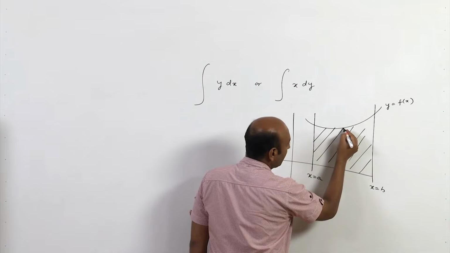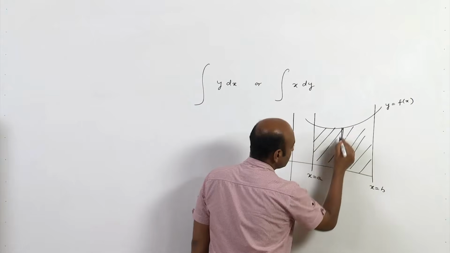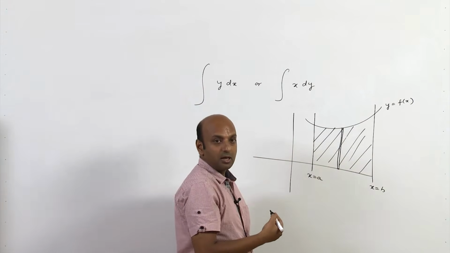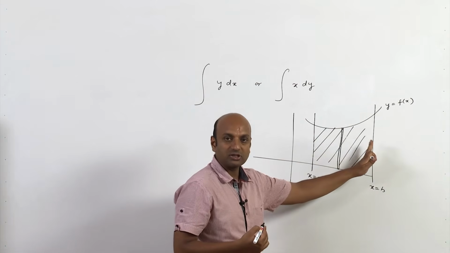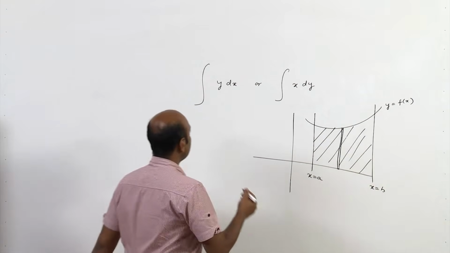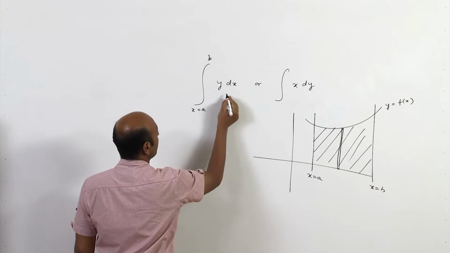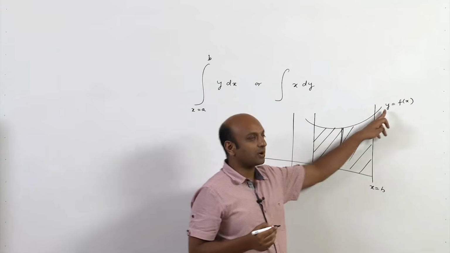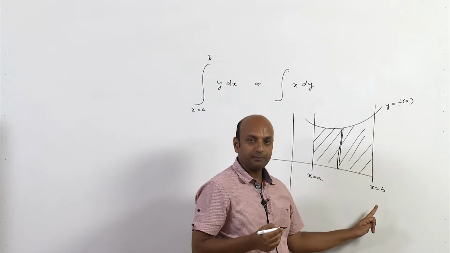You take a strip along the y axis. So this is y, this is dx, so the area is y into dx, and you sum it up over all the strips. You move the strip over the entire region, and this will give integral y dx from x equals a to x equals b. So it basically gives the area below the curve y equals f(x), above the x axis, and between the lines x equal to a and x equal to b.